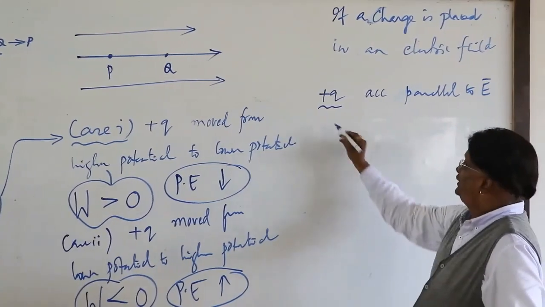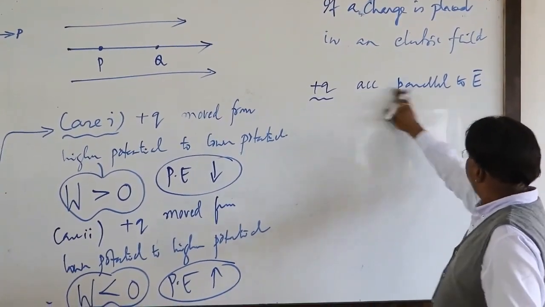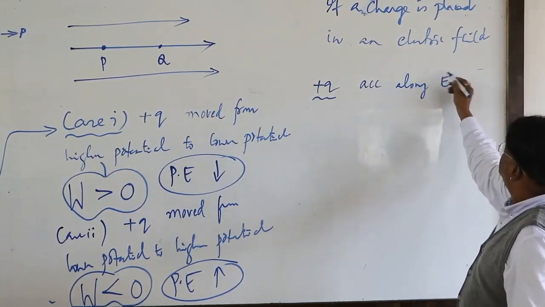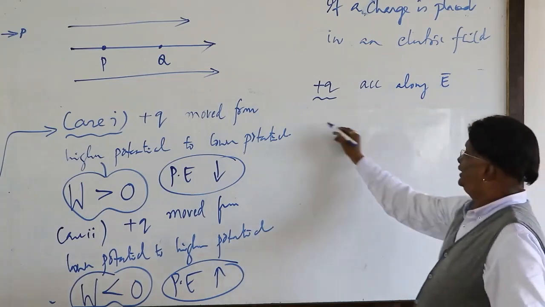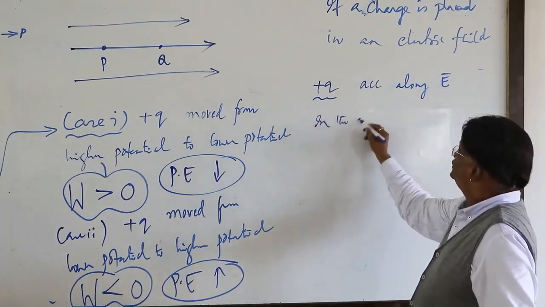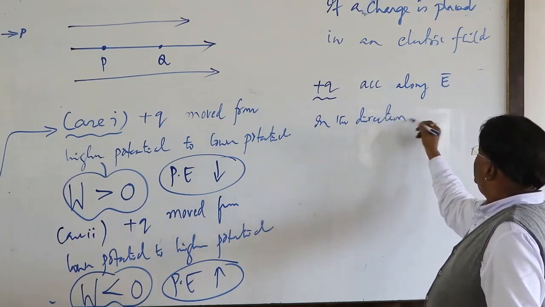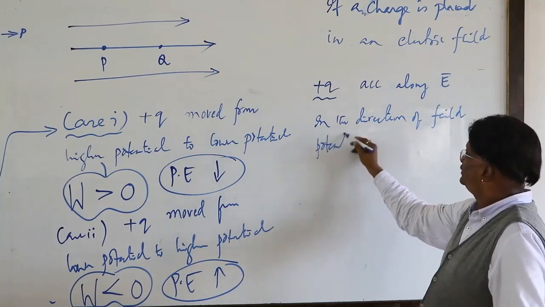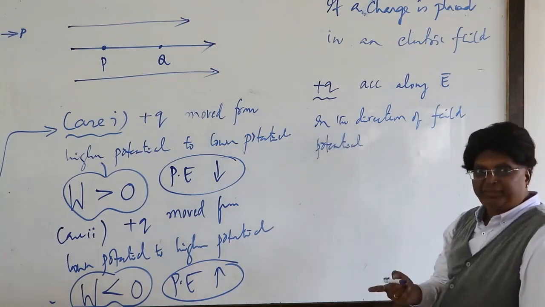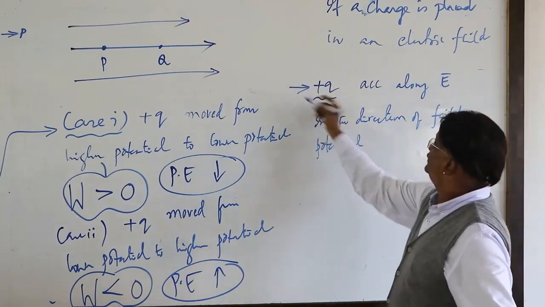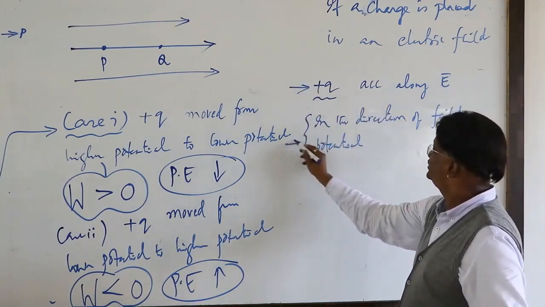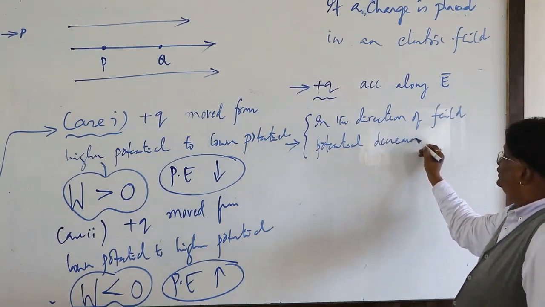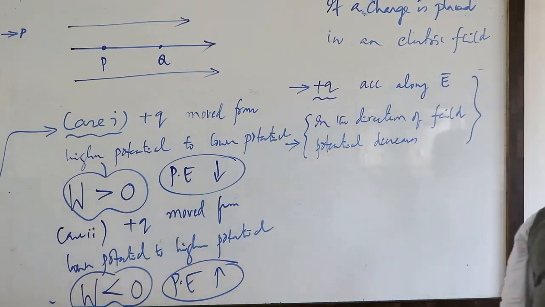And now we have told that acceleration, let me tell, is along E bar. Now we told that in the direction of field, potential decreases. So these are two statements we have seen independently, with respect to force, and now here with respect to potential, the statement is in the direction of field, potential decreases. Right?